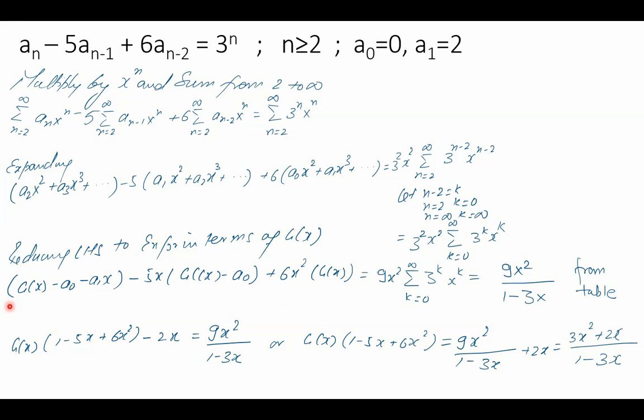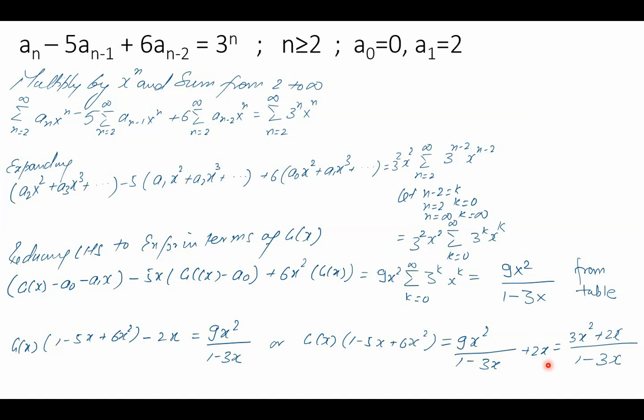So I have g0 this. On the right hand side, I now have 9x square upon 1 minus 3x. 3 square x square is 9x square. Right? So g(x)(1 minus 5x plus 6x square) minus 2x is equal to this. So once again, what I have done is I have put in the initial values, a0 is equal to 0 and a1 is equal to 2. So I get g(x)(1 minus 5x plus 6x square) is equal to 9x square upon 1 minus 3x.